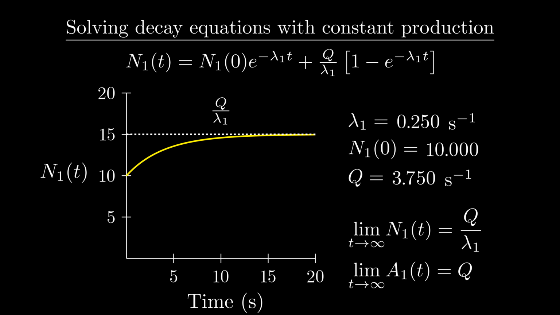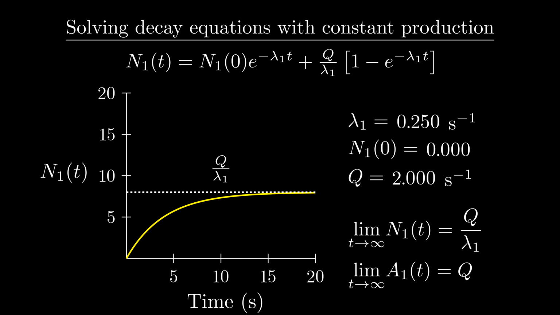This state, where the amount of an isotope remains constant because its production and decay rates are equal to one another, is called secular equilibrium. The population will always approach the production rate over the decay constant, regardless of what values we set our parameters to. So the magnitude of the initial population just determines whether or not we approach q over lambda from above or below. And the equilibrium population of our isotope is set by the magnitudes of its production rate and decay constant.